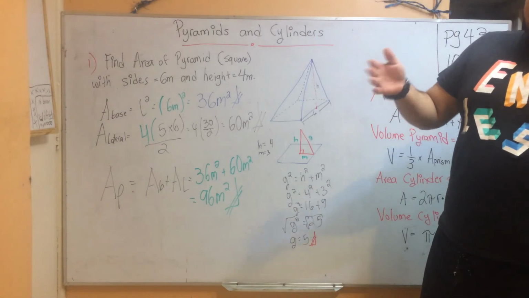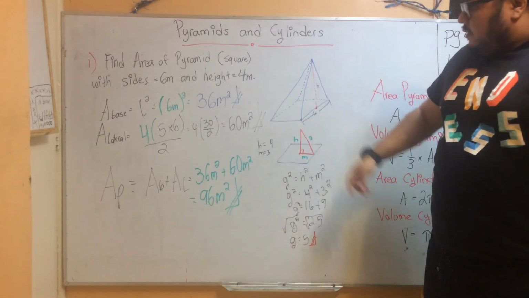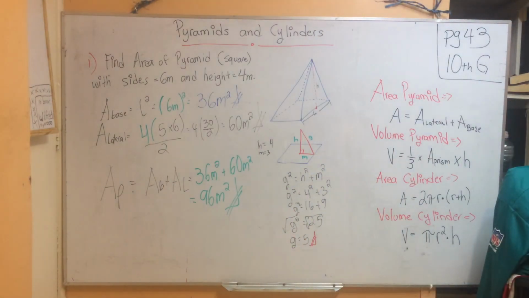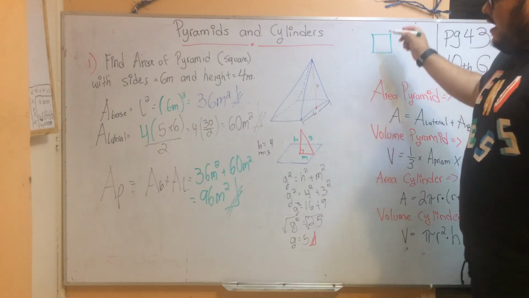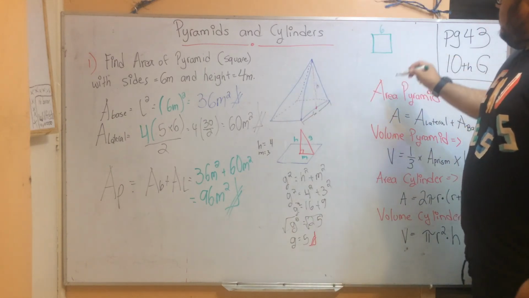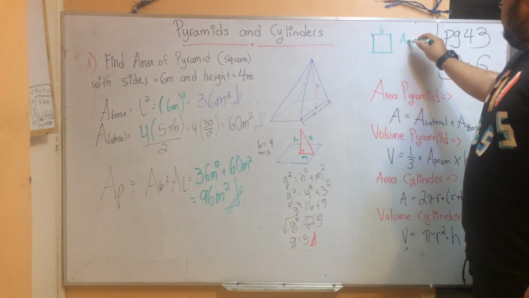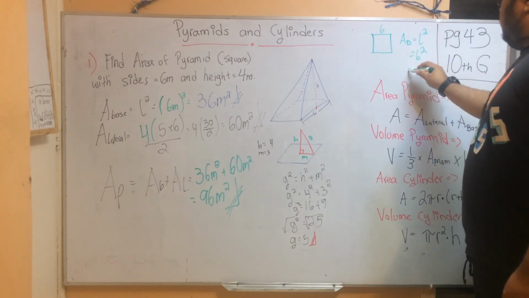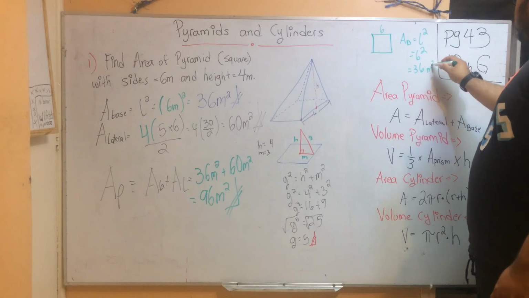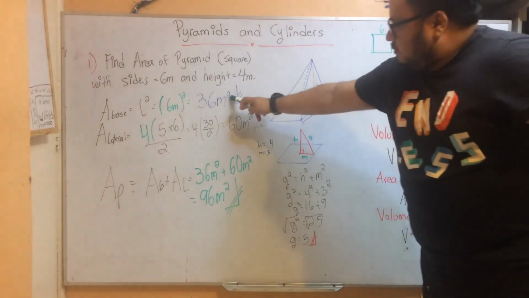This is pretty simple. This is the area of a square. If we take it separately, we just have a normal square, and one of the sides is 6. What is the area of a square? Side squared. That is where we get 36 meters squared here.